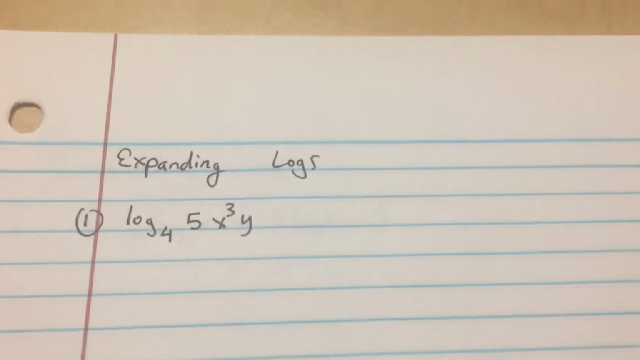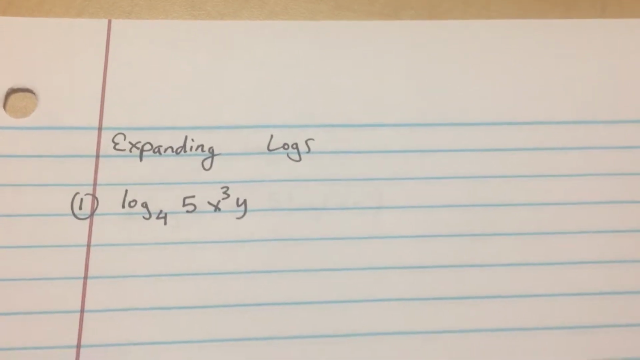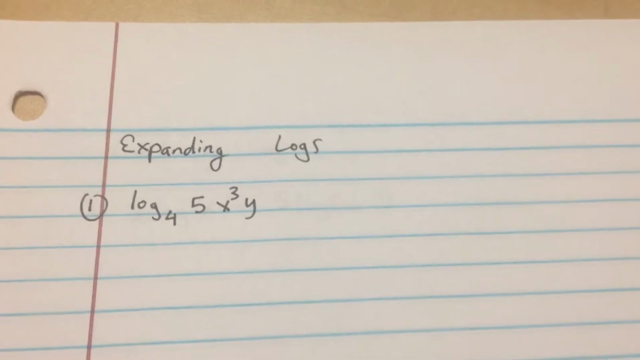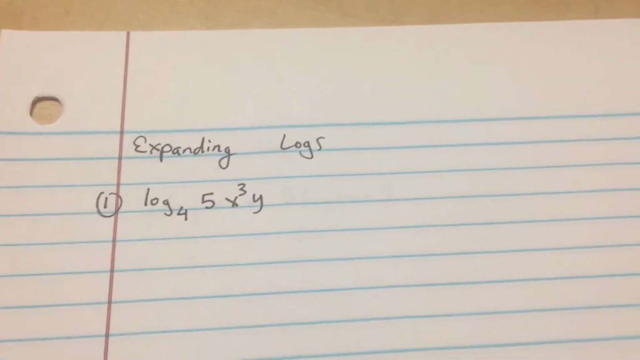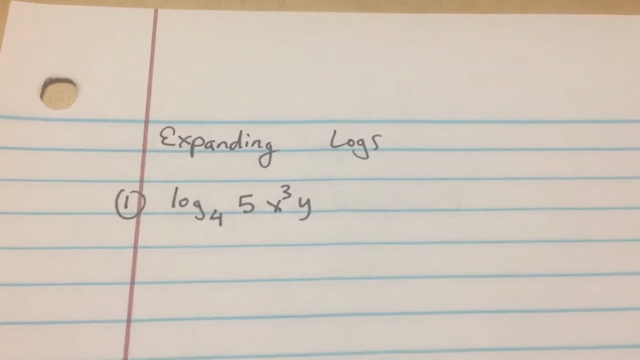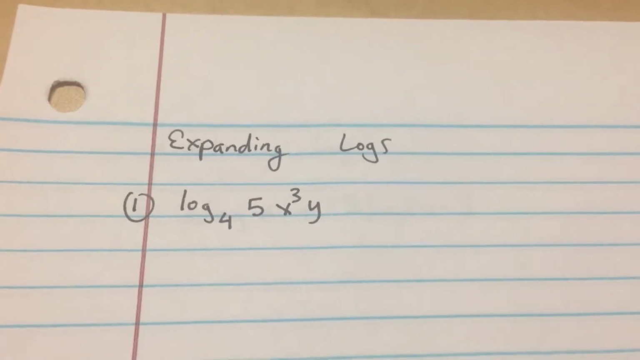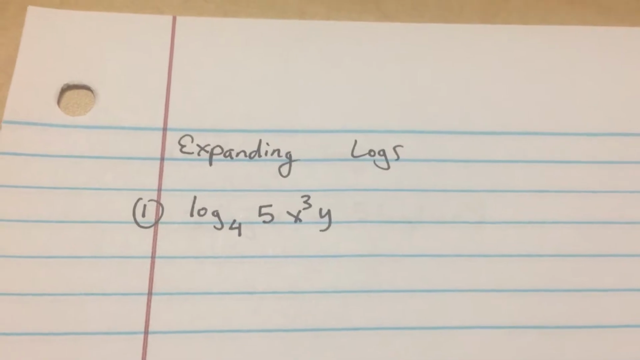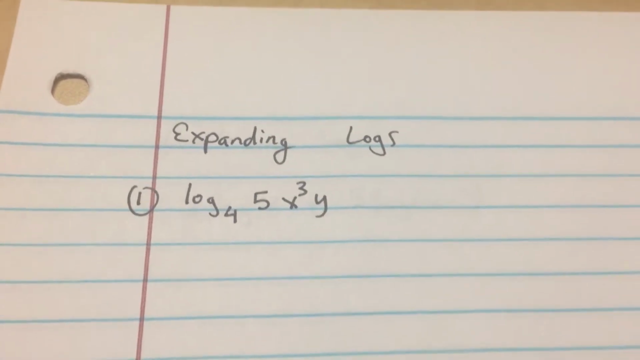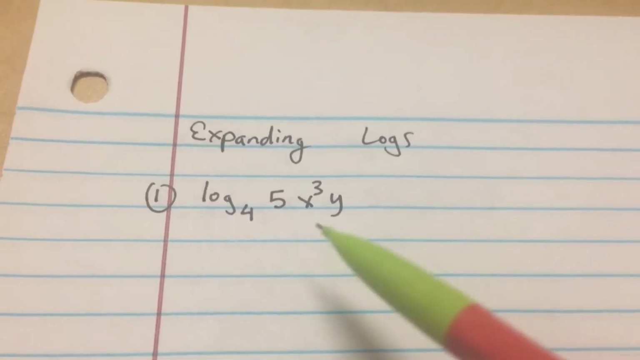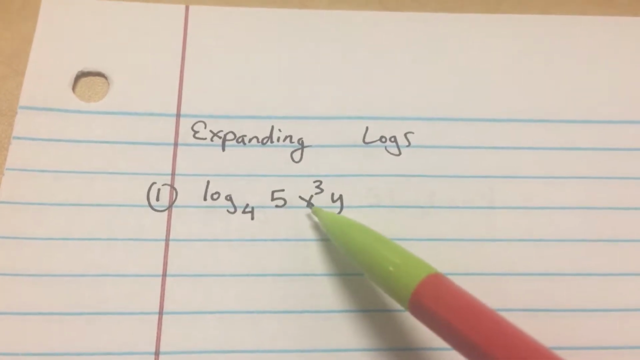Okay. So what we're going to do is we are going to expand our logs first. All right, so we'll try a couple together for expanding. We'll try a couple condensing together, and I'll let you try a few on your own. So when we're expanding our logs, the whole idea is to not have anything being multiplied. So I want to get rid of all this multiplication.